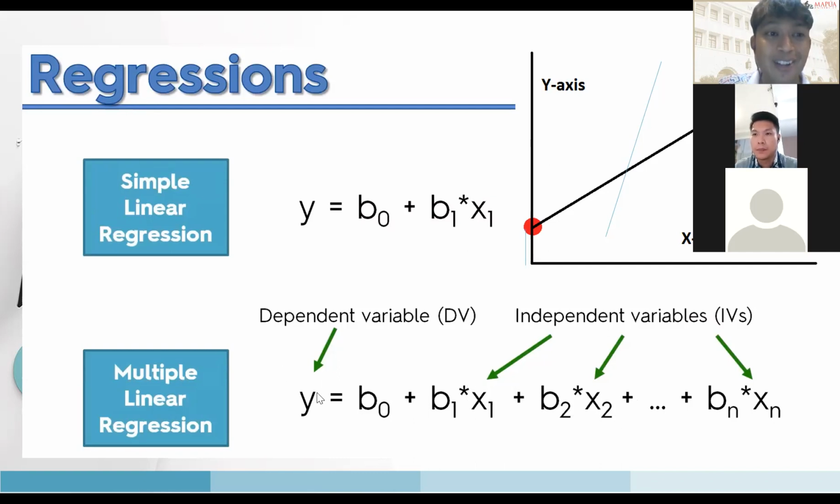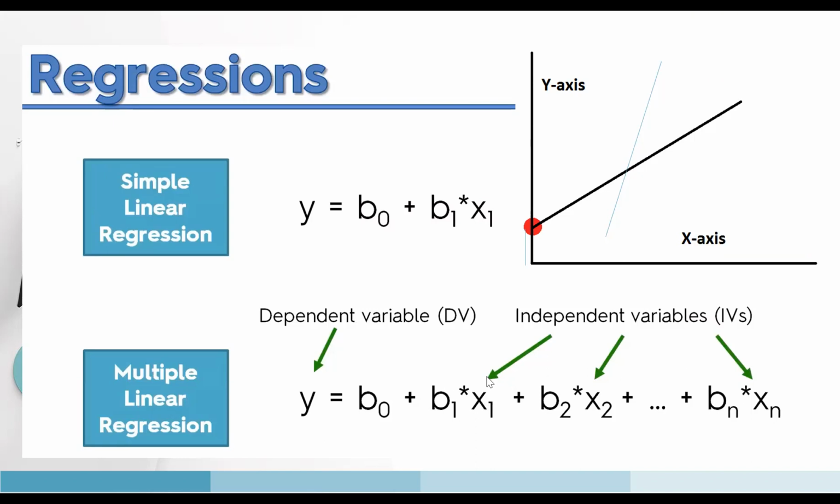But what is the limitation of multiple linear regression? There are two very obvious limitations. The first one, let me ask Pak Friska. Pak Friska, can I ask you? Now in here, if you have more than one independent variable, is it possible?